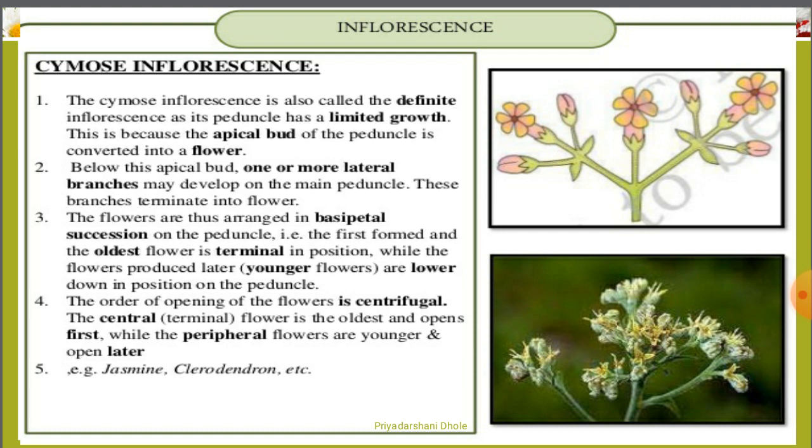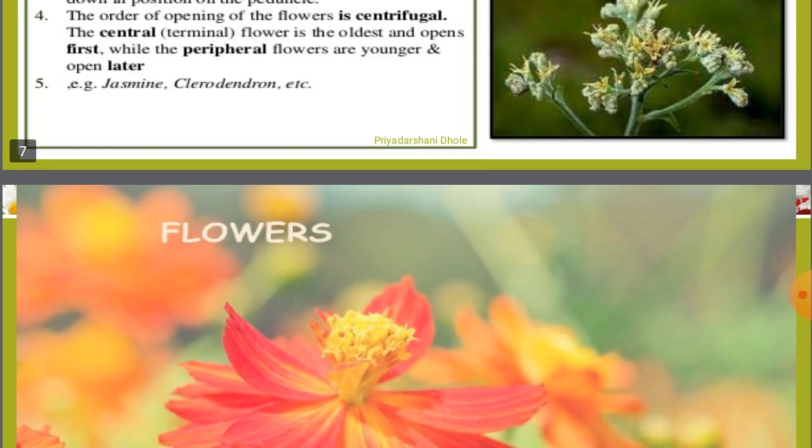This arrangement of flowers is called basipetal succession, oldest at the apex and younger at the base. The order of opening of flowers is centrifugal. Centrifugal means the terminal or center flower opens earlier as compared to the lateral ones, and this is the cymose type of inflorescence. Examples: jasmine, mogra, and clerodendron. These are the cymose type of inflorescences.